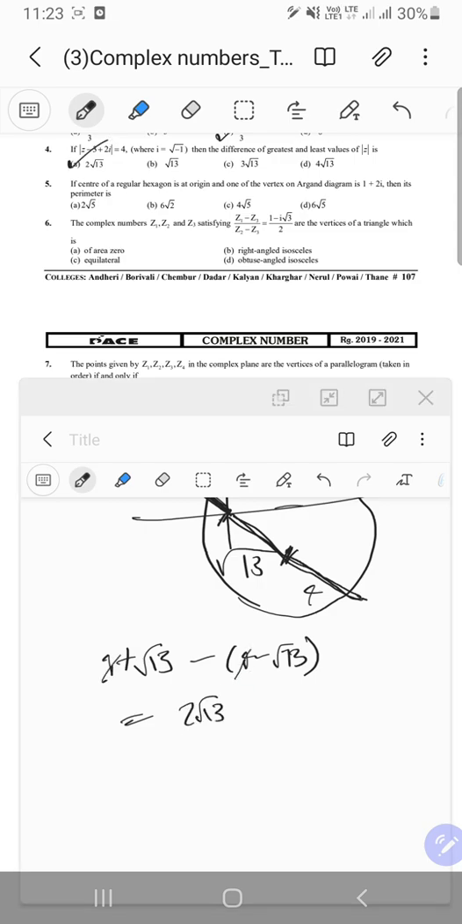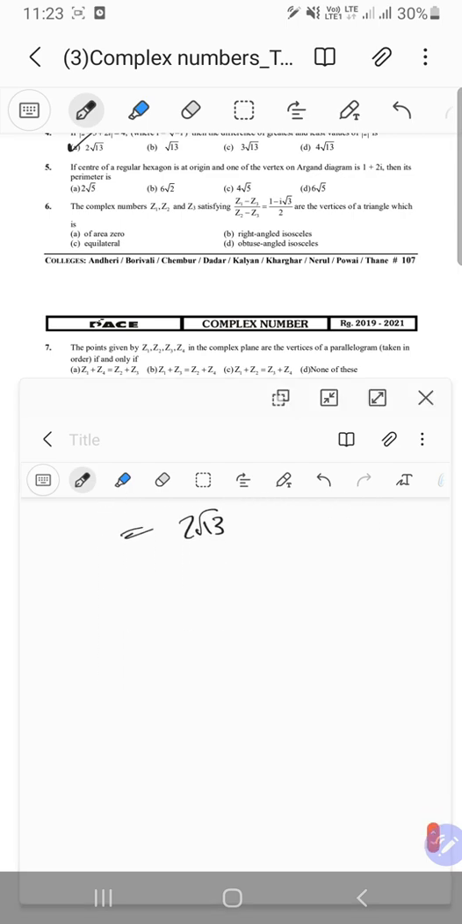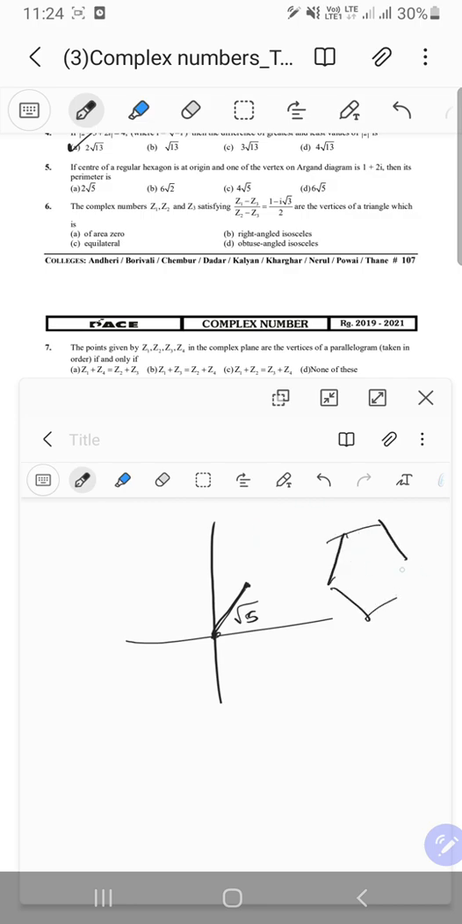Okay, fine. Next, if the center of a regular hexagon is at the origin and one of the vertices on the Argand diagram is 1 plus 2i. So center is at origin, 1 plus 2i somewhere over there. That's one of the vertices. Okay, so this distance is square root of 5, right? So the distance from the center to vertices is square root of 5. That's the same distance as the side itself for a regular hexagon, right? So this distance is the same as that distance. That means it's just going to be 6 into square root of 5. Yeah, it was easy.